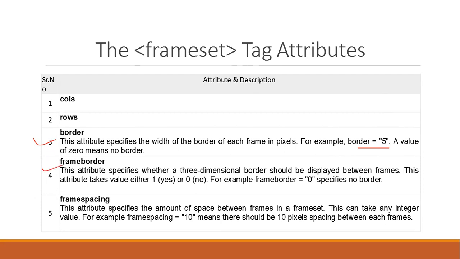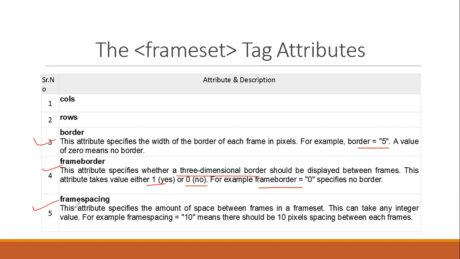The next is frame border. This attribute specifies whether a three-dimension border should be displayed between frames. This attribute takes the value 1 for yes and 0 for no. So it will specify that a three-dimension border will be able to be seen or not. So if you do not want to see it, you will write frame border equals to 0.